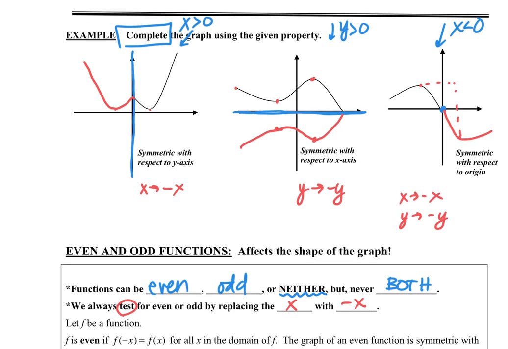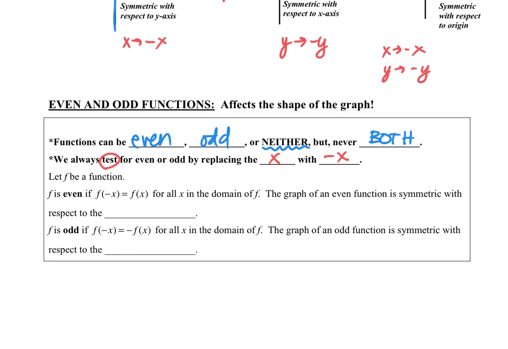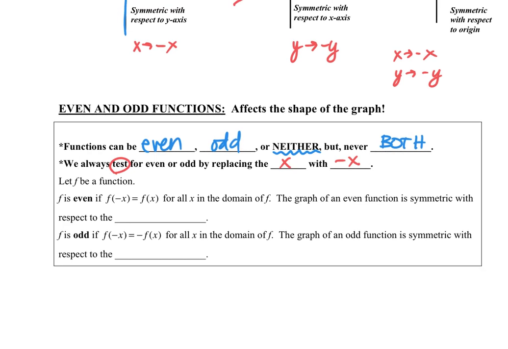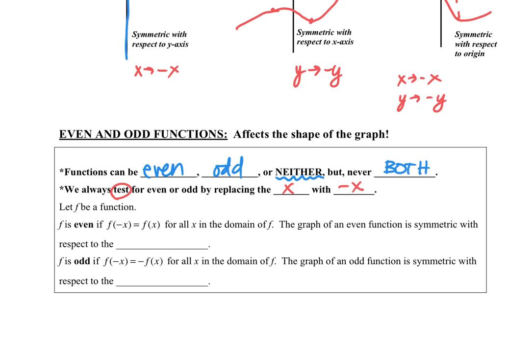Yes, an even function would be symmetric over the y-axis, and an odd function is going to be symmetric over the origin. So I'm able to tell this right away. If f is even, and I replace x, I get f of negative x is the same as f of x. Then it's an even function, and it's symmetric with respect to the y-axis.